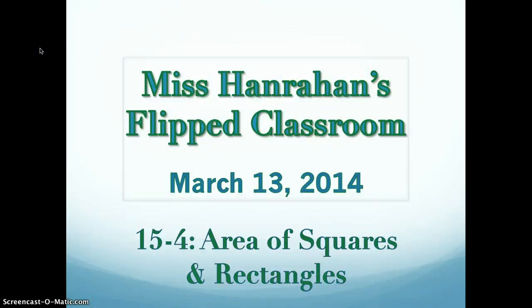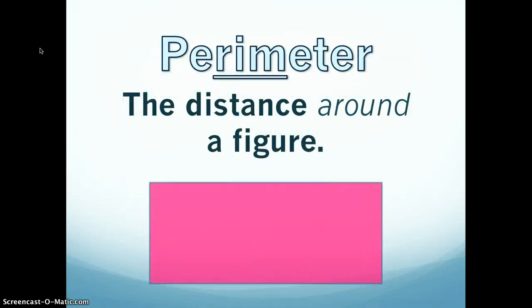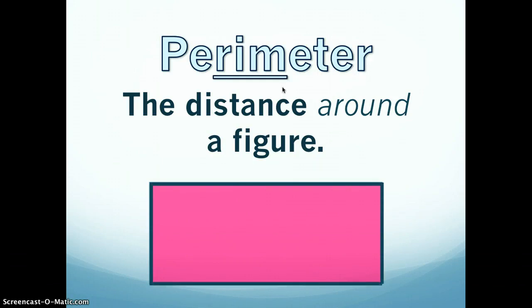Today we're going to be talking about the area of squares and rectangles. Now, as a little bit of a reminder, yesterday we talked about perimeter. Inside of the word perimeter, there's the smaller word rim, which is something that actually goes around an object. It's a really helpful reminder of what perimeter is, the distance around a figure.